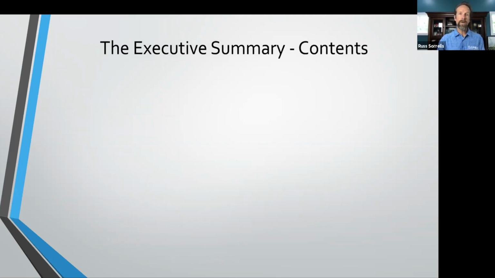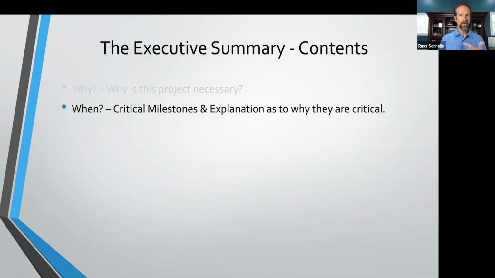So here is what we want to put into this executive summary. So we want to put the why. Why is this project necessary? Really important. You don't write a book here, right? This could be 2, 3, 4 sentences that explain exactly why the business is going to benefit or is in need of this particular project. It is a reminder, hey, here's why we're doing this. We've got to constantly be reminding people as to why this is important and necessary for the business.